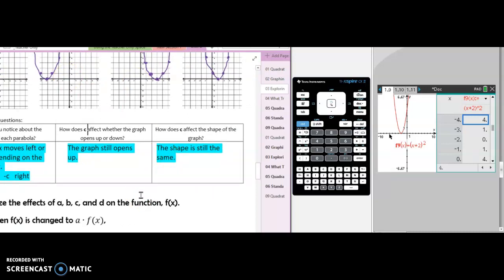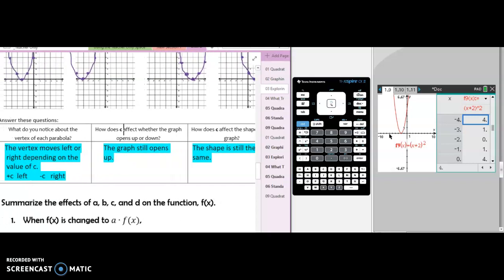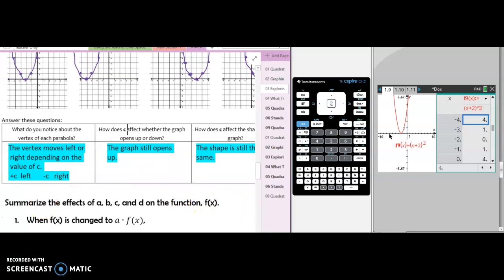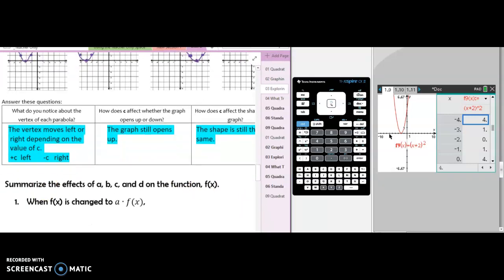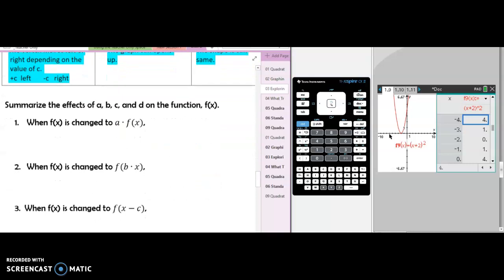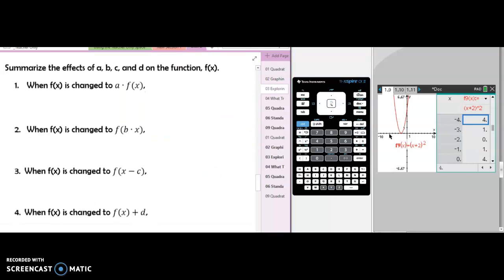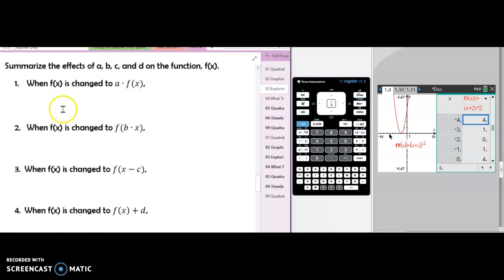Okay. So if we're going to recap, to save some time on the video, I'm just going to summarize the effects of A, B, C, and D on the function f of x. And so I'm going to do that and then come right back. I'm going to pause the video and then bring those back to you, okay? Hang on just a moment.